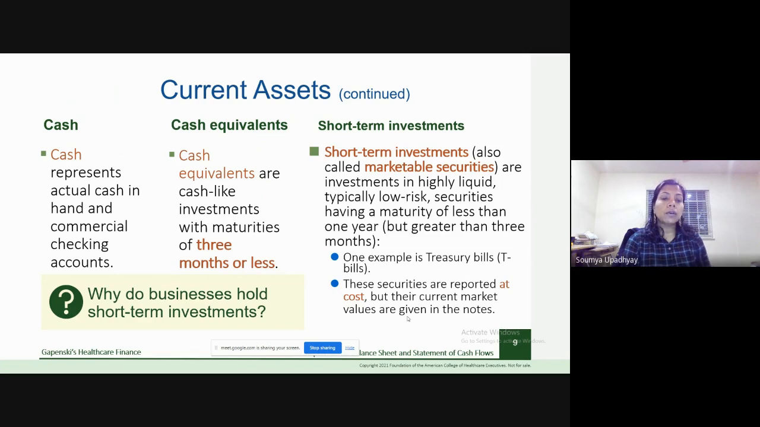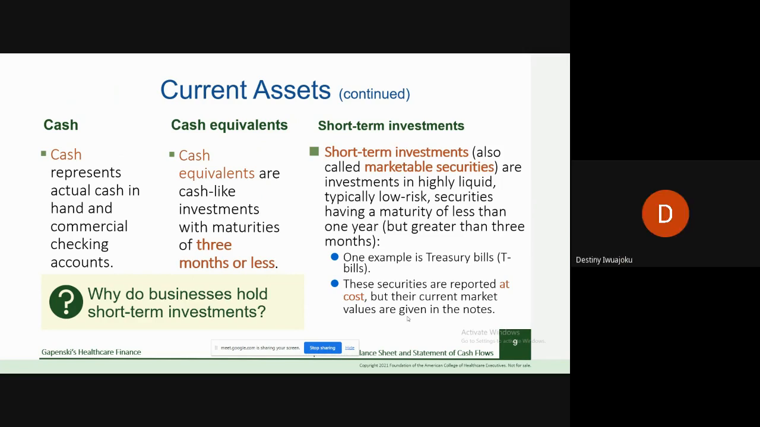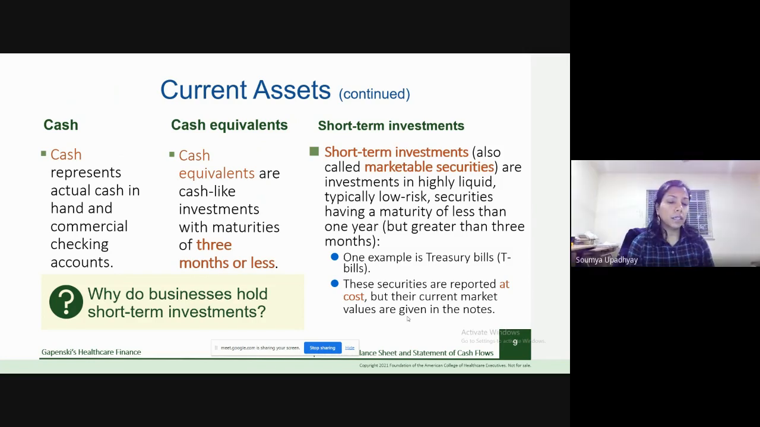So why do businesses hold short-term investments? Any thoughts? What is something about current assets that you think is advantageous for hospitals? You'll see the investment start to pay off sooner rather than later. Yes, you can liquidate those assets quickly, much more quickly as compared to long-term assets.